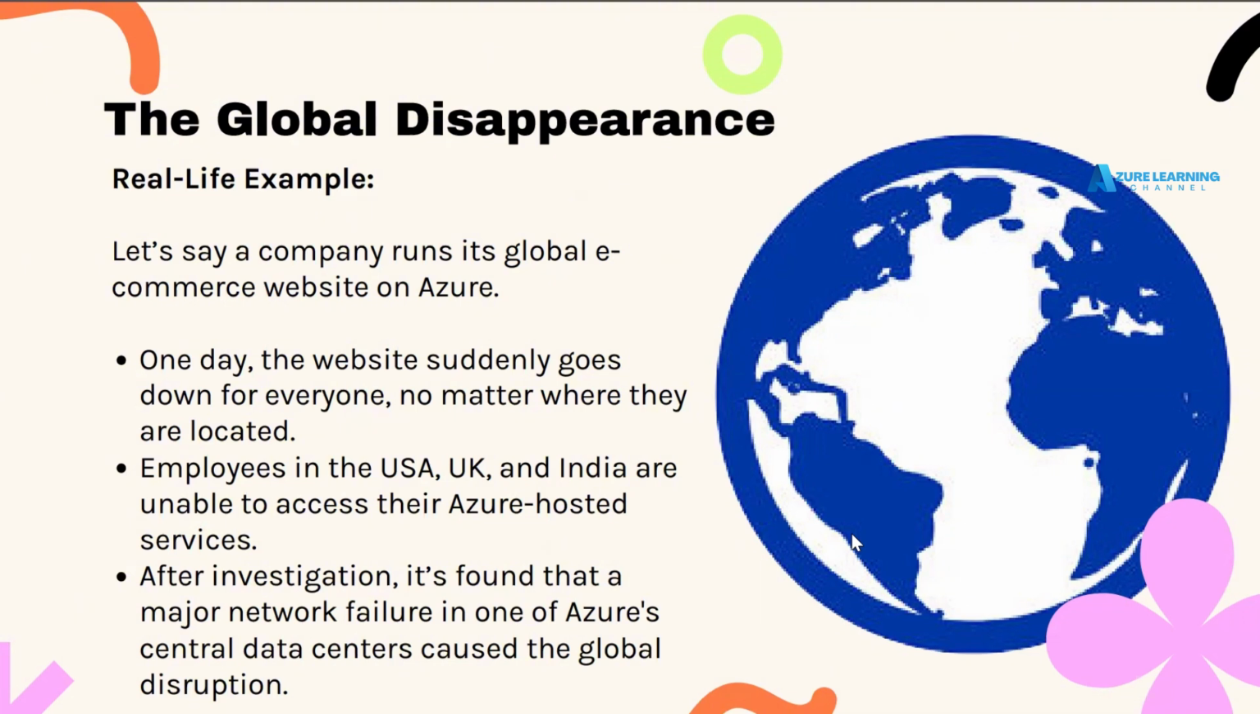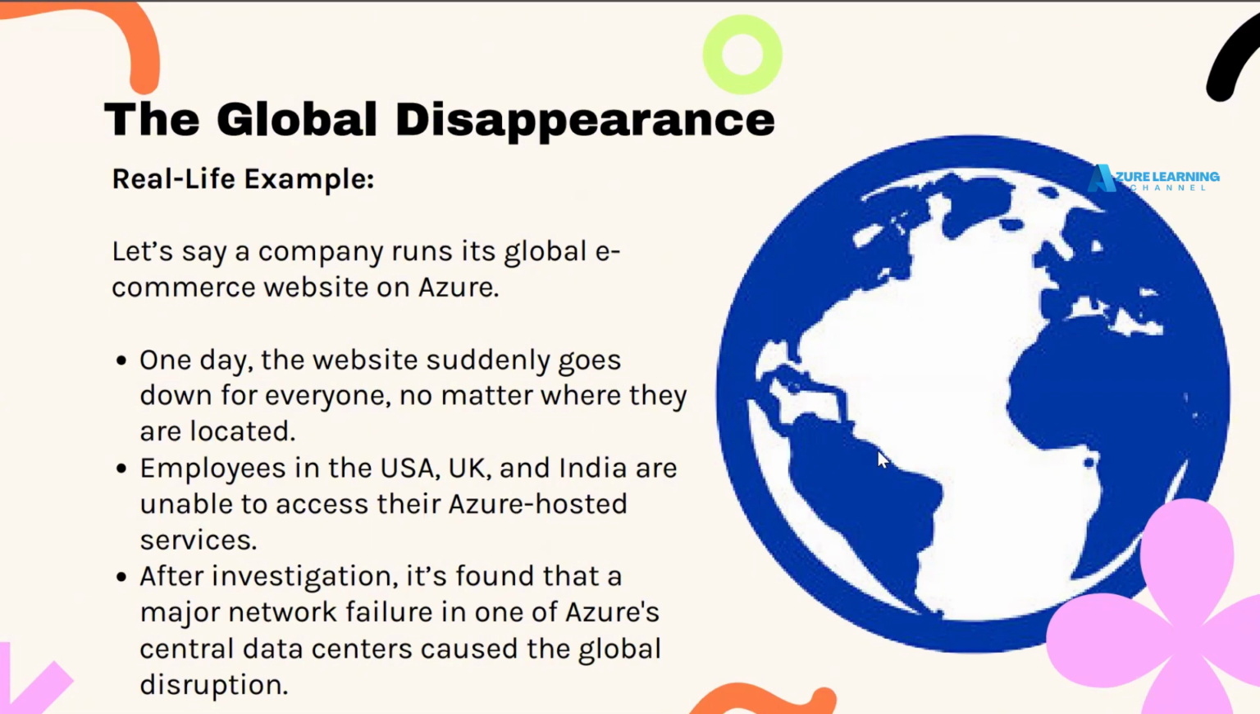Imagine a situation where a company's entire cloud infra suddenly becomes inaccessible globally. Okay, employees couldn't access the servers, and then the website goes down. So not only has it not happened in one country, it's happened everywhere. So this is something called global disappearance.